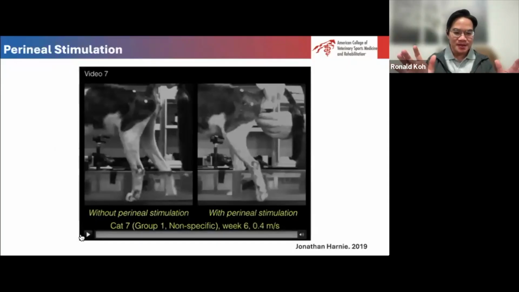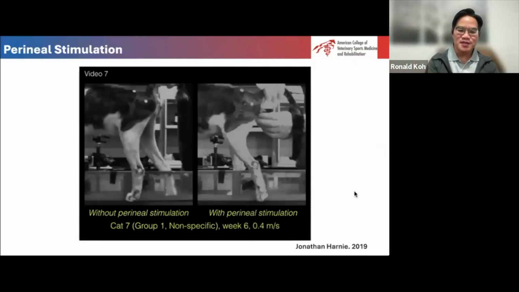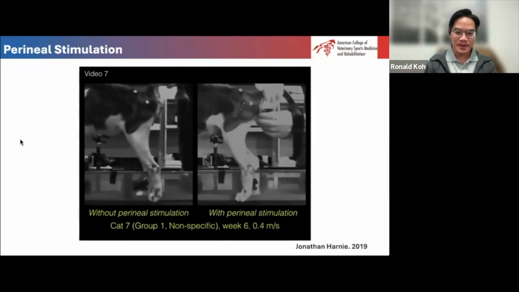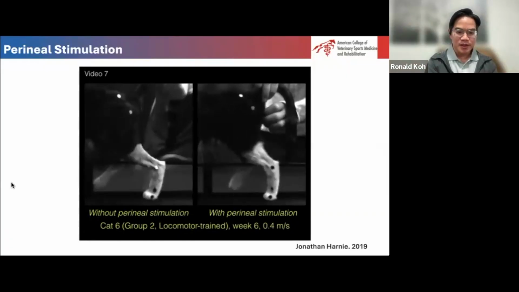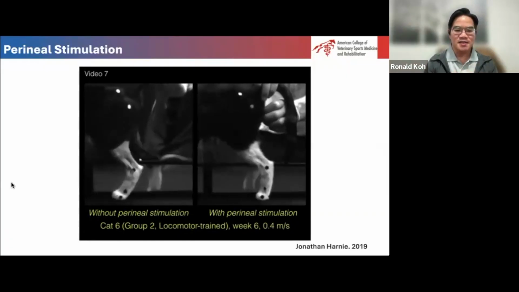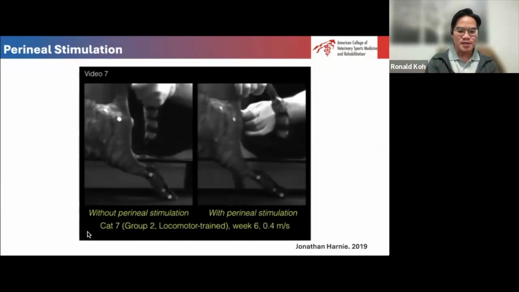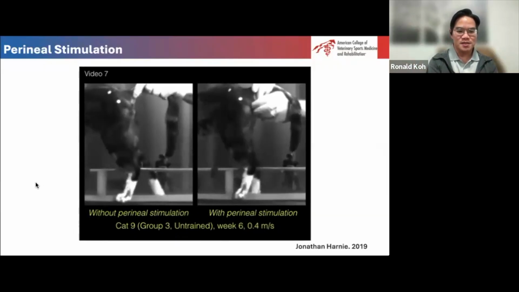So this is a comparison. On the left-hand side, it's without that perineal stimulation. On the right-hand side is with the stimulation. So you can see that big difference when they take a step. They're all the same cat. You can see that on the right-hand side, they take a really good step and stronger steps compared to the one without the stimulation.